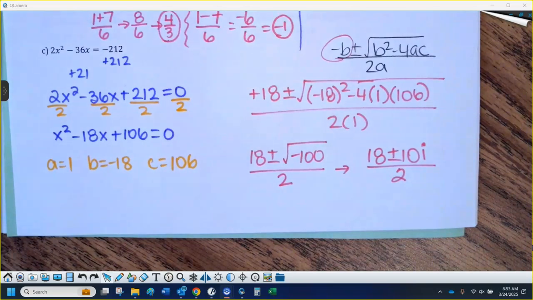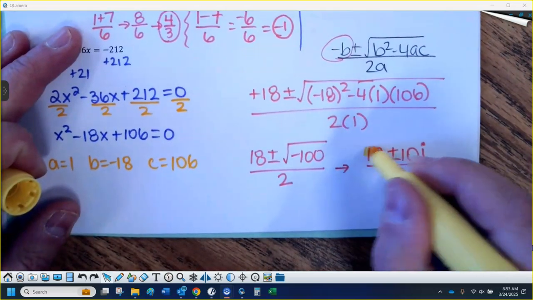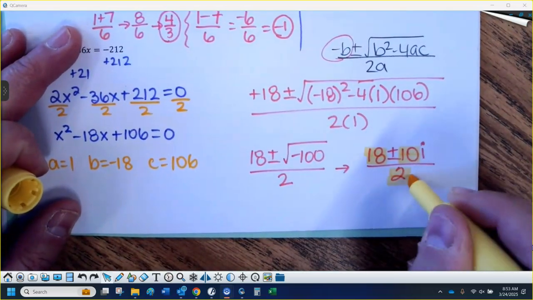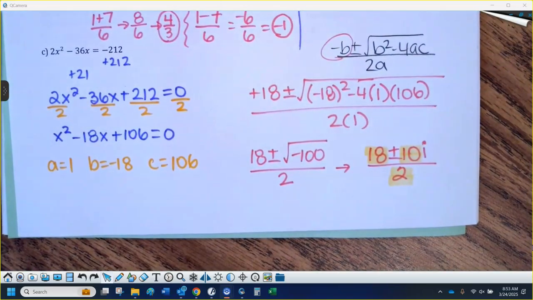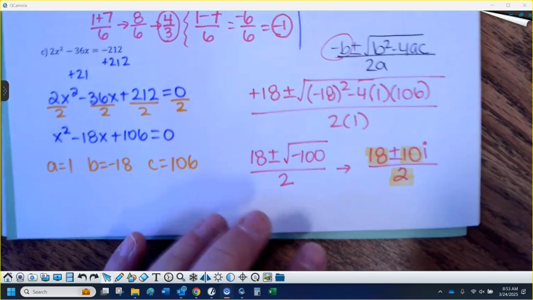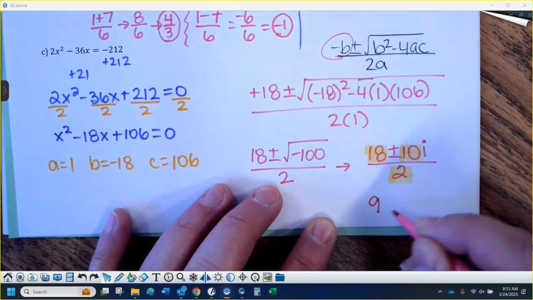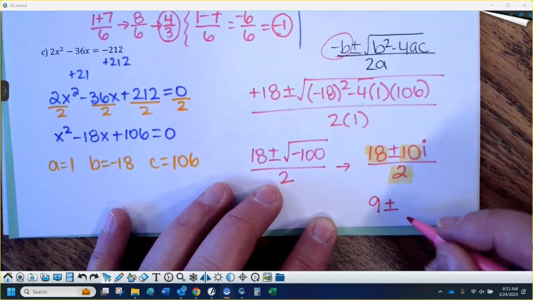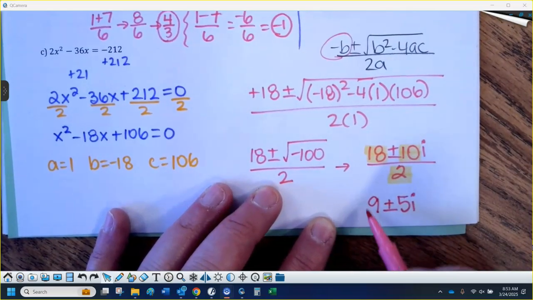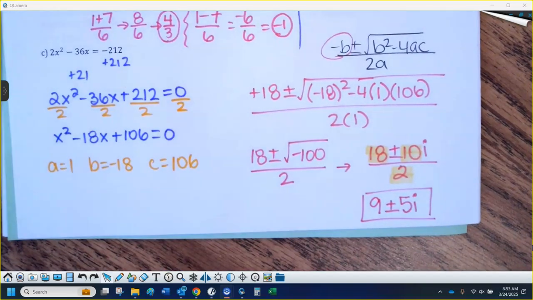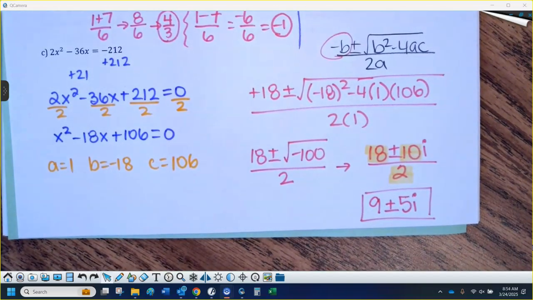Okay, now here's the deal. It has to be all three of these, right? If I have 18, I have 10, don't mess with the i, and I have a 2. If all three of those are divisible by 2, which they are here, you can reduce that fraction. So you have to, it has to be all three, all around the plus minus, all three of them. If they're not all three divisible by 2, then don't do it, but they are here. So my actual answer to this question, 18 divided by 2 is 9. You just keep the plus or minus, and 10 divided by 2 is 5, and then you keep the i with it. So this has two imaginary solutions, 9 plus 5i and 9 minus 5i.